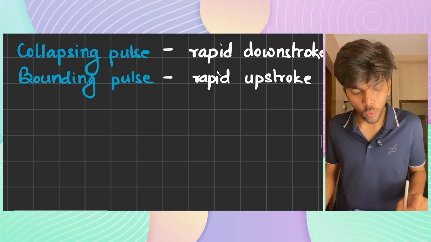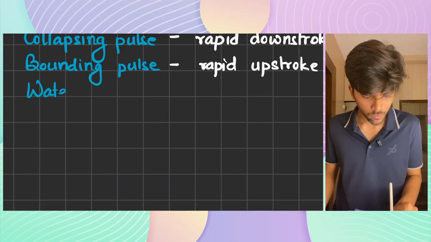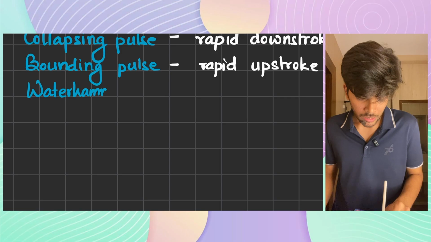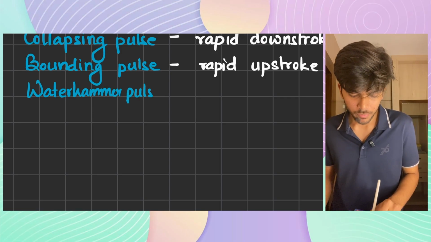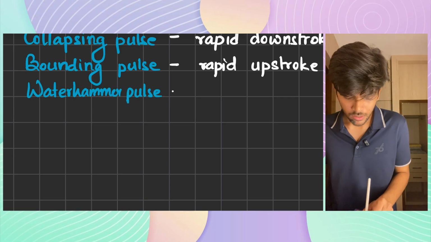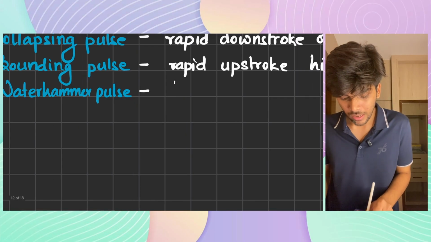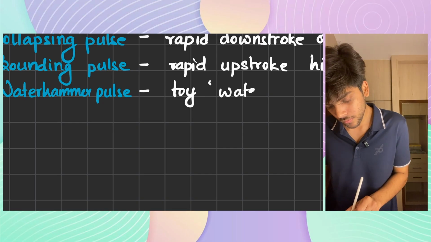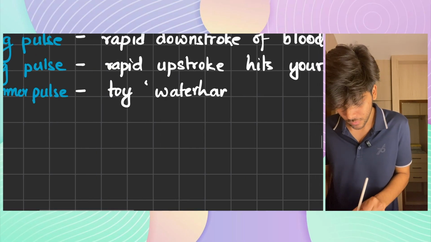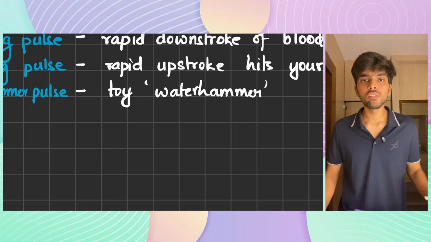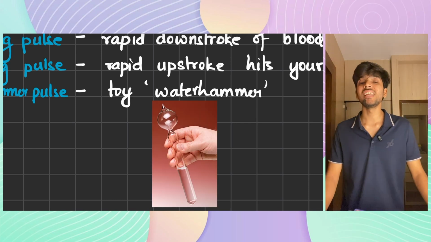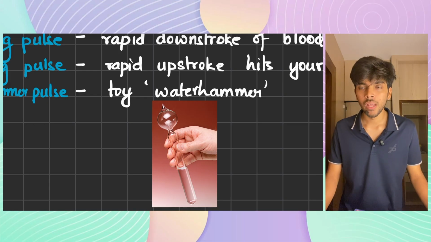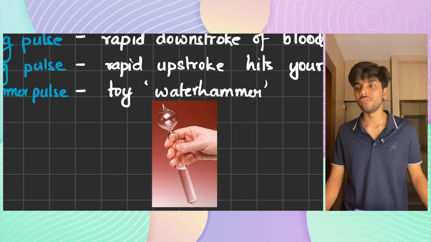Why is it called a Waterhammer pulse? It's called a Waterhammer pulse because it shows a phenomenon like a toy called Waterhammer. In this toy, what you have is a cylindrical glass tube which is closed from both the ends, and it is filled with water halfway, and half of the tube is vacuum.